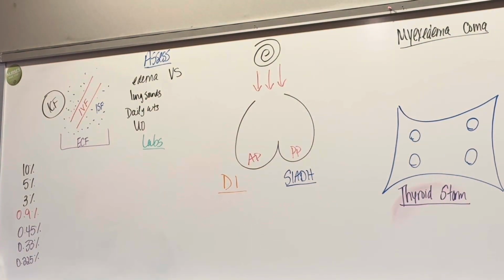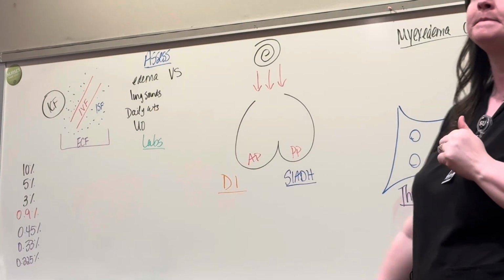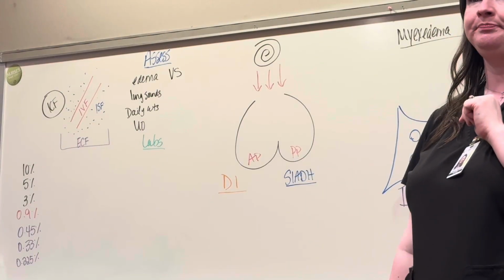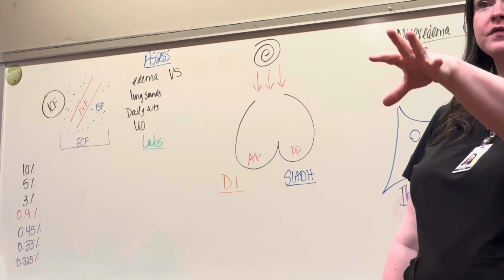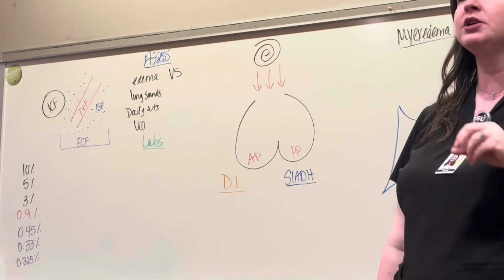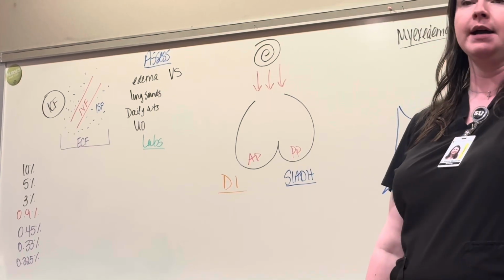Now, if I'm overfilled or overhydrated, what's my blood pressure going to look like? High. Why is it going to be high? Too much going through it. Too much volume going through, too much pressure on the vessels is going to cause your blood pressure to rise, right?